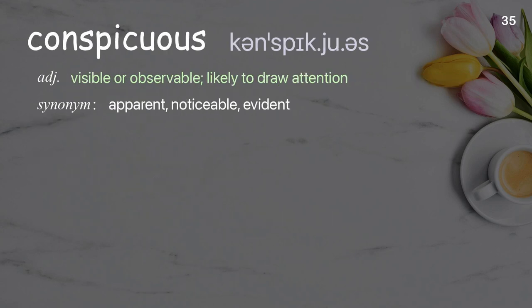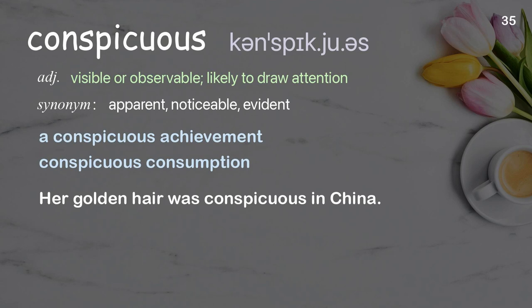Conspicuous: visible or observable, likely to draw attention. Examples: a conspicuous achievement, conspicuous consumption. Her golden hair was conspicuous in China.